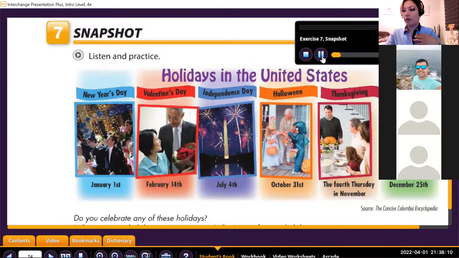Page 74, Exercise 7, Snapshot. Holidays in the United States. Listen and practice. New Year's Day, January 1st. Valentine's Day, February 14th. Independence Day, July 4th. Halloween, October 31st. Thanksgiving, the fourth Thursday in November. Christmas, December 25th.